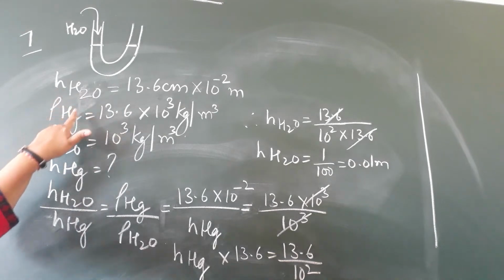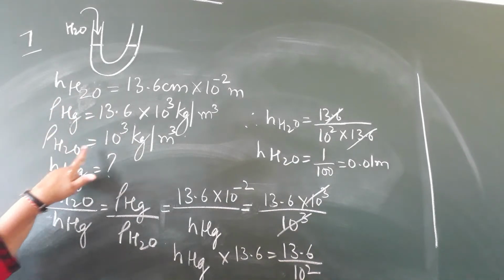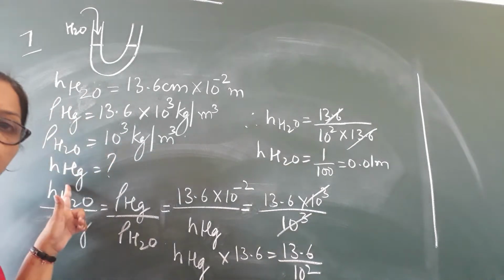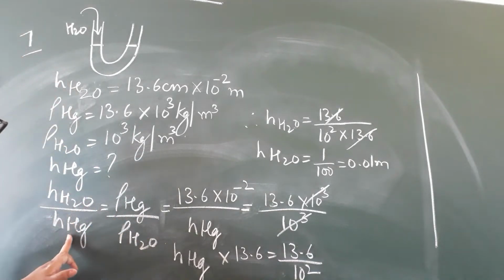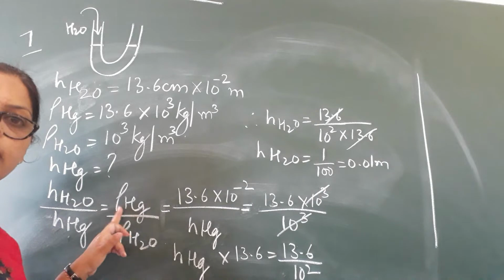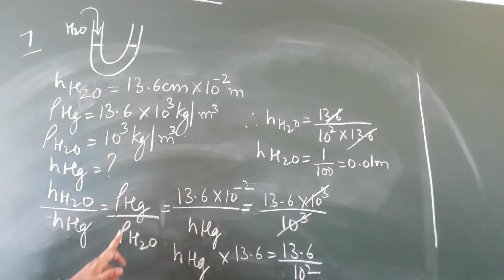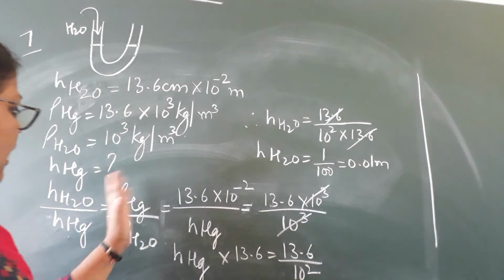So what all is given to us? Density of mercury is given, density of water is given. You are supposed to find out the height of mercury. Now the formula used over here is that height of water upon height of mercury is equal to density of mercury upon density of water. I have substituted all the values. You can have a look.